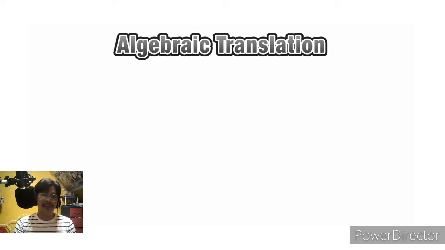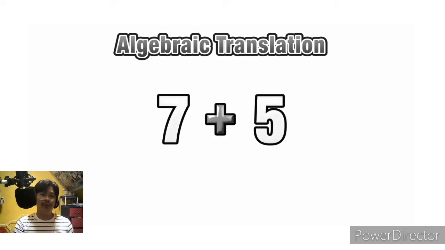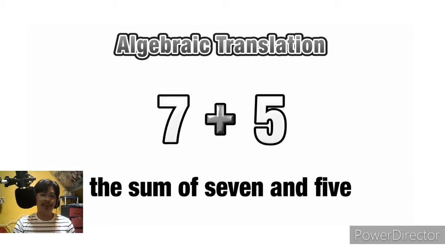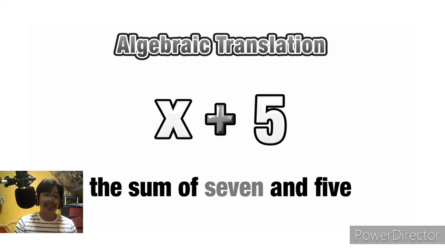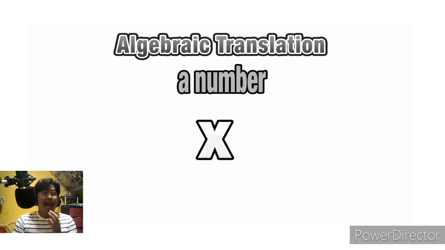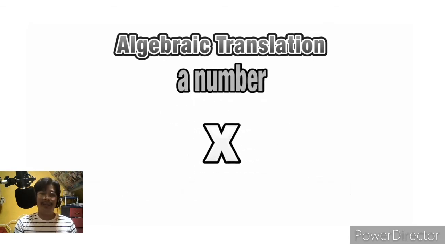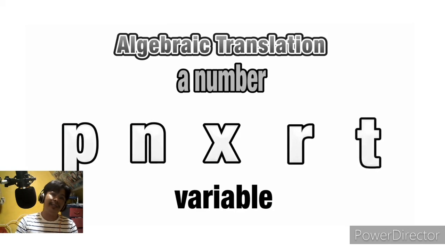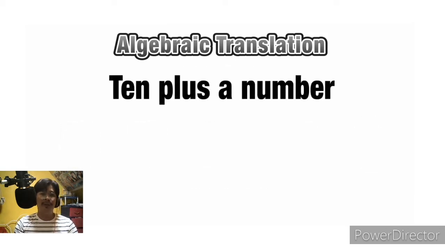So we must understand the different symbols that are associated to the different words. Like for example, if we have 7 plus 5, verbally, we can say that that is the sum of 7 and 5. But if we are going to replace 7 by x, of course, the word 7 is replaced by a number because x is a variable and it represents any number. So, any letter in the English alphabet can be a variable like P, R, N, T, and so on. So, that is an example of a variable.